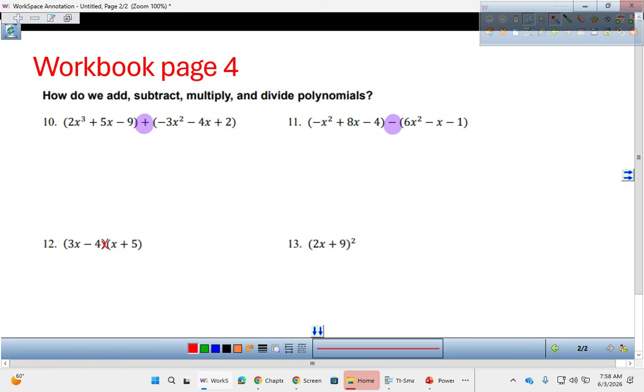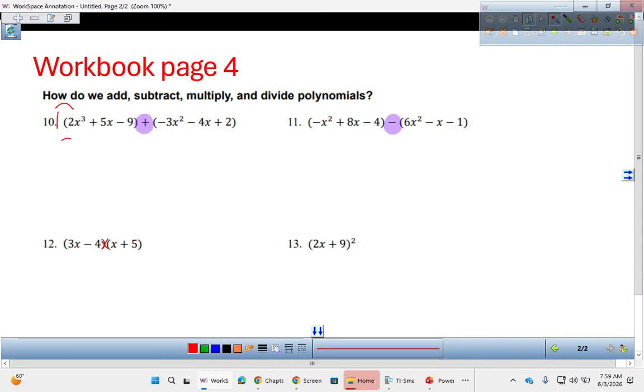Adding and subtracting, we do those similarly. Multiplying is different, all right? Adding and subtracting, it's all about combining like terms. But if you see a parenthesis, our initial instinct is to distribute, right? So I need to get rid of these parentheses by doing the distributive property. If there's nothing in the front to distribute, what do I put? A 1. So I'm distributing a 1 here.